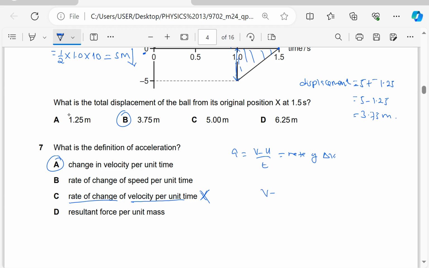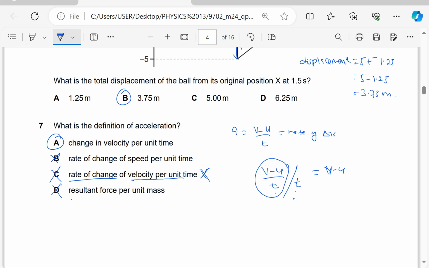Imagine saying v minus u over t, that is rate of change of velocity again per unit time. So this becomes v minus u, because rate of change of velocity is this one alone. When I say per unit time, again I'm dividing by t, so it becomes v minus u. So this becomes wrong. Then rate of change of speed, of course, acceleration is a vector, so we consider velocity. Resultant force per unit mass, that's not the definition of acceleration.